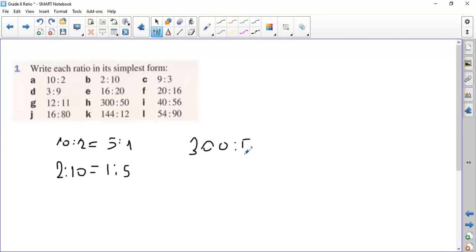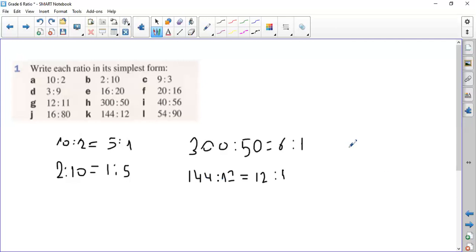We know that 300 is divisible by 50. So 300 divided by 50 will give me 6 to 1. 6 times 50 is 300, and 1 times 50 is 50. So the simplest form of this ratio will be this one. Let's take this one, 144 to 12. We know that 12 squared is 144, so this one can be simplified with 12. It will be 12 to 1.